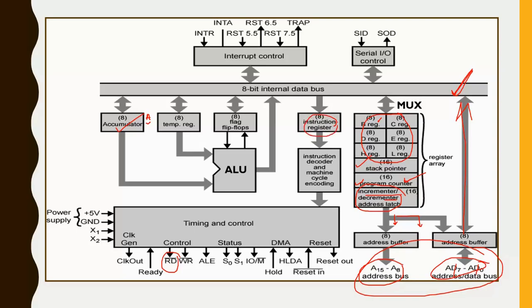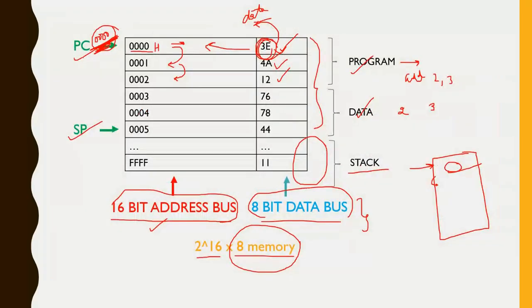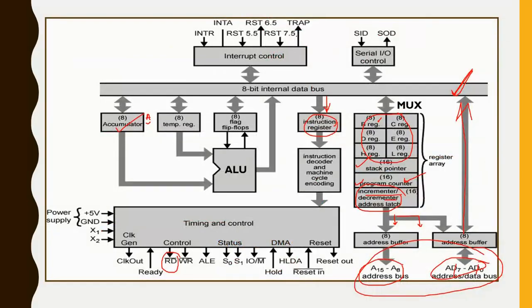So the data will come here. Let me explain this. The program counter, this 0000, is sent through the address bus, and this instruction is stored in the instruction register. Now we have fetched this instruction from the memory. Now we will decode it, to see what this instruction means, and then we will execute it.